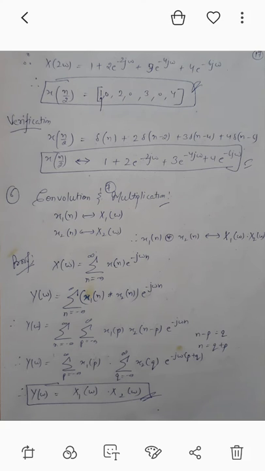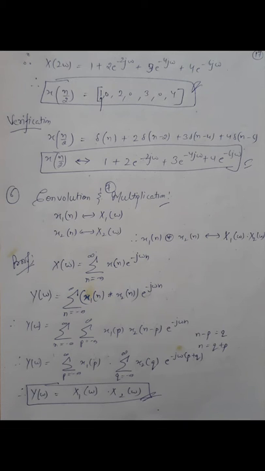Okay, next property is convolution, and the next one is multiplication of two sequences. First let's go for the convolution. Suppose x1 of n has discrete time Fourier transform X1 of omega, and x2 of n has discrete time Fourier transform X2 of omega. So the convolution property says that x1 of n convolved with x2 of n will result in multiplication in the frequency domain. So we will go for the proof. We know the formula of DTFT. Just write down the formula and put in place of x of n, x1 of n convolved with x2 of n.